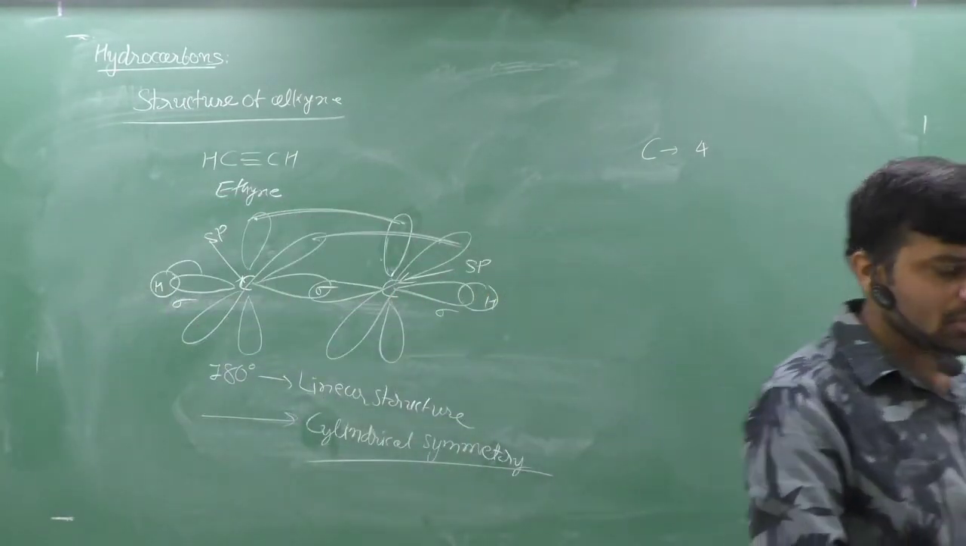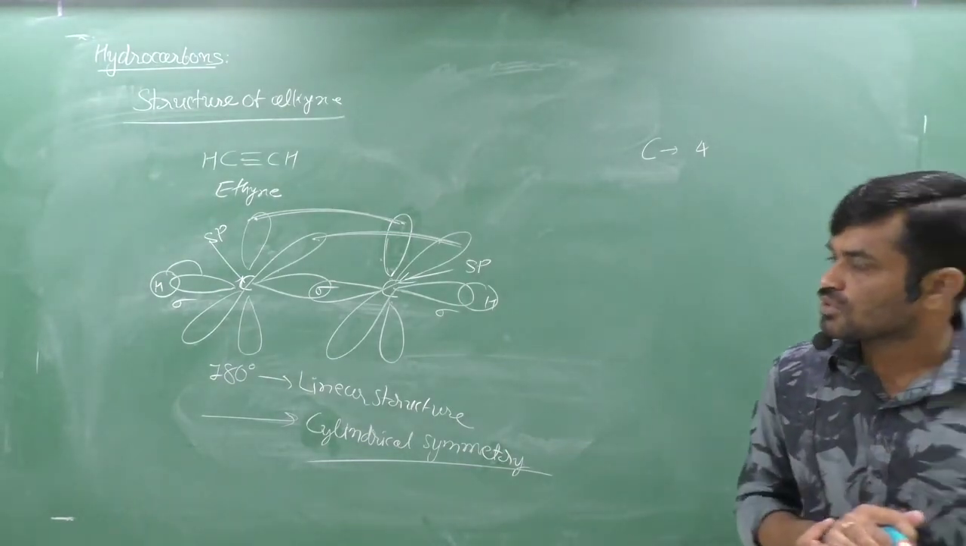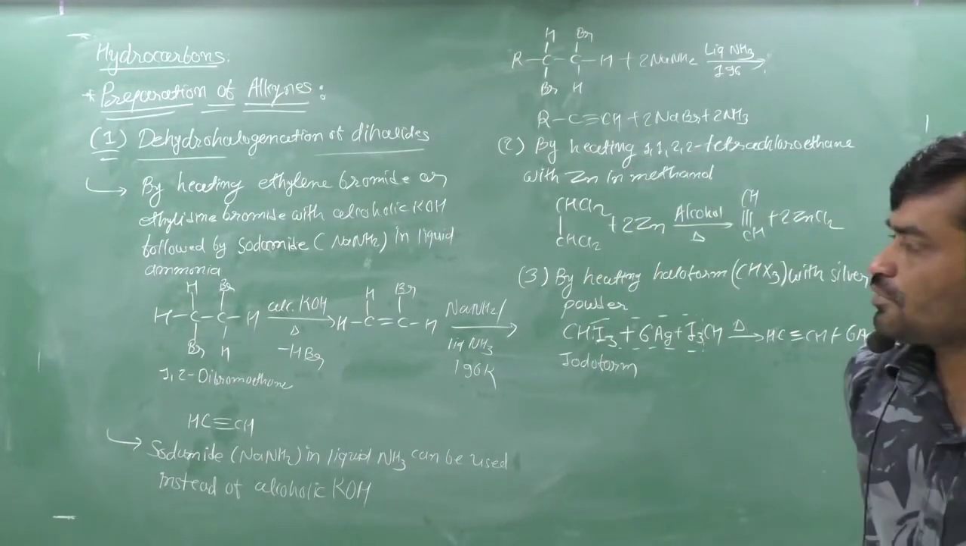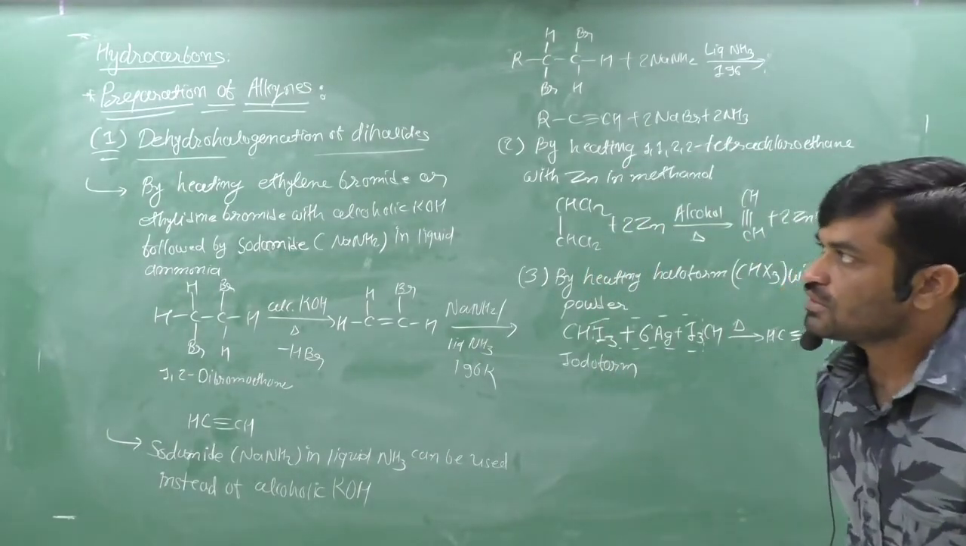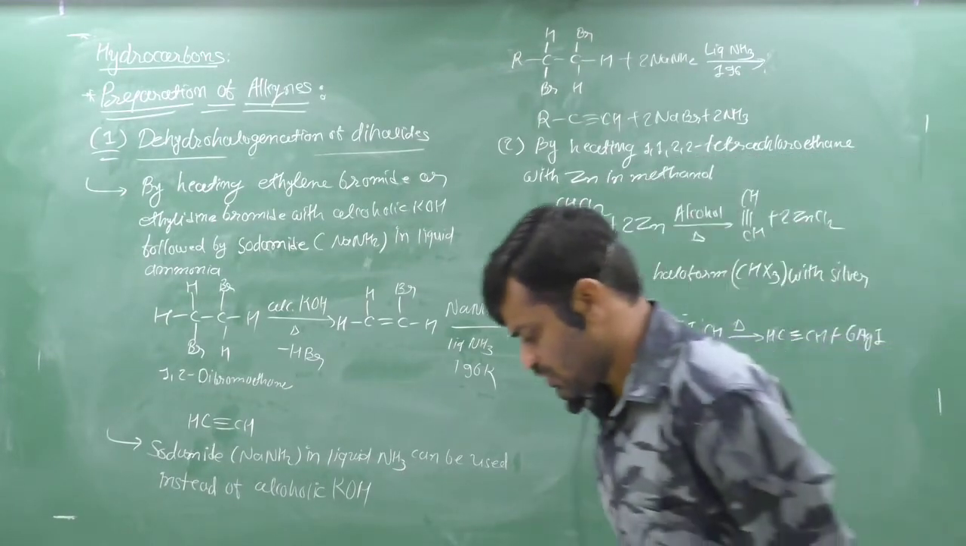Now we can discuss the preparation methods of alkyne. In this, the first method is dehydrohalogenation of dihalides, generally vicinal dihalides.